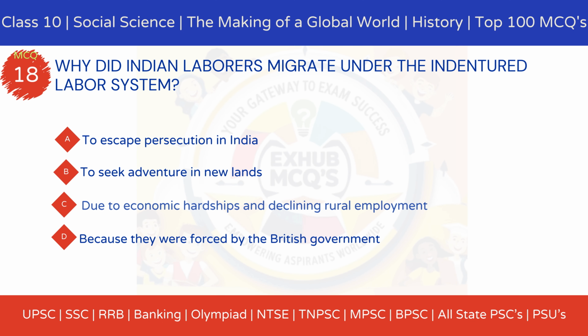MCQ 18. Why did Indian laborers migrate under the indentured labor system? Option A, to escape persecution in India. Option B, to seek adventure in new lands. Option C, due to economic hardships and declining rural employment. Option D, because they were forced by the British government.